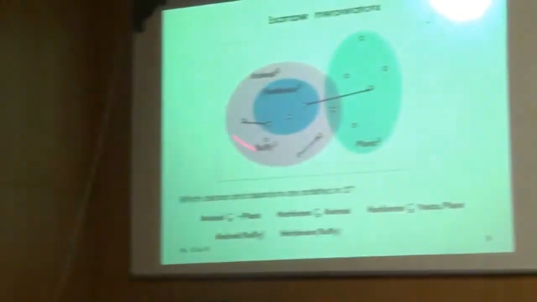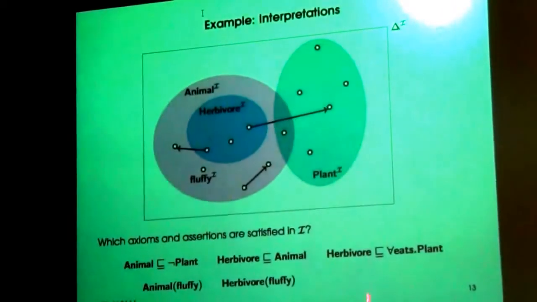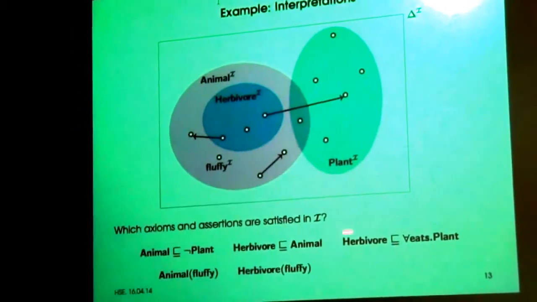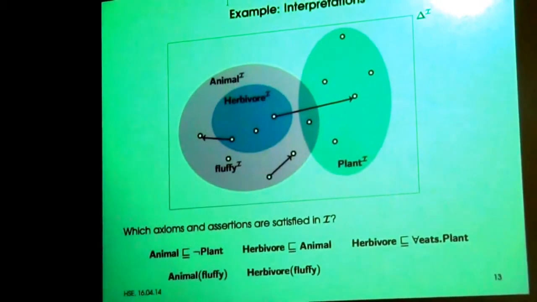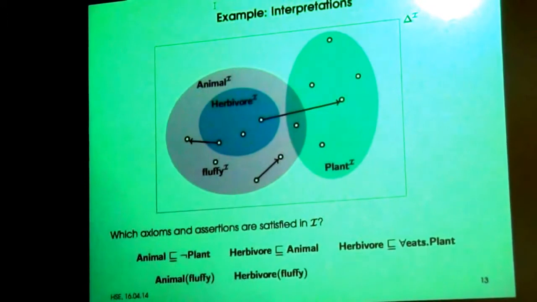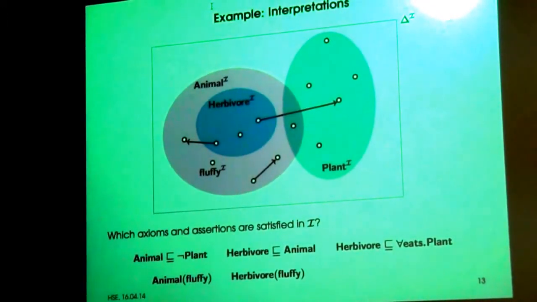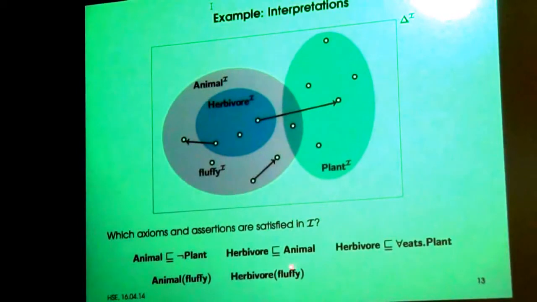Let's take a quick look at an example. So here is an example, a very simple interpretation. And now we can check whether, in this particular interpretation, these axioms and assertions hold. So how about this first one here? Animals are not plants. Is that okay here or not? No. Not okay, because we have this point here which belongs on the one hand to animal and on the other hand to plant. So this is a possible interpretation, but it doesn't satisfy this knowledge we've expressed here. How about this one? Herbivores are animals.